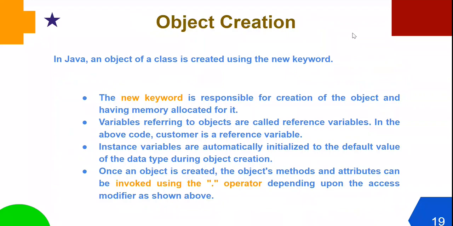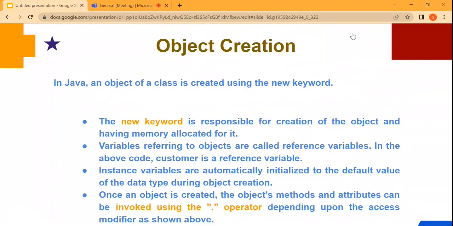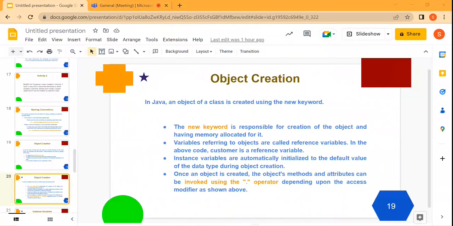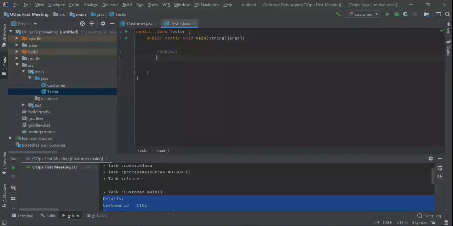Variables referring to the object are called reference variables. In the above code, customer is a reference variable. And once an object is created, the object's methods and attributes can be invoked using the dot operator, depending upon the access modifiers as shown below. So let's now create an object for the customer.